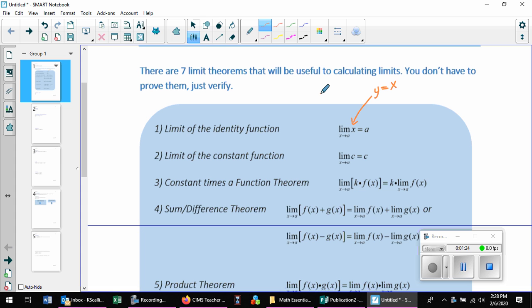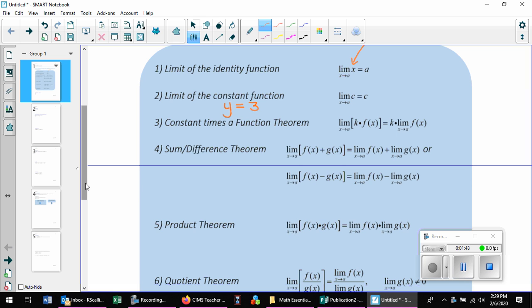Okay, constant function. A constant function would be y equals 3. It doesn't matter what x is approaching. What's my y? 3. So the limit of my function is 3. Not hard for a little bit.